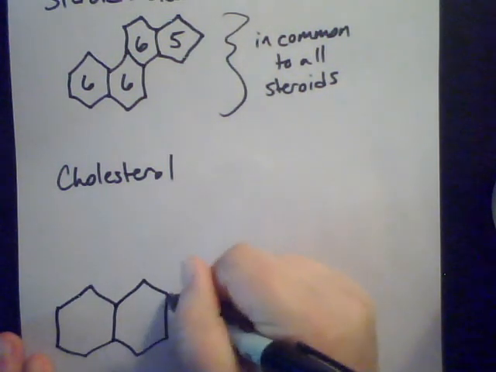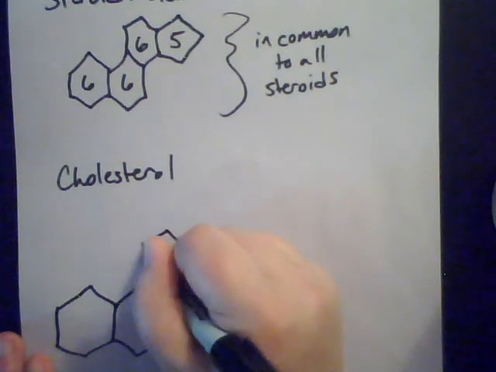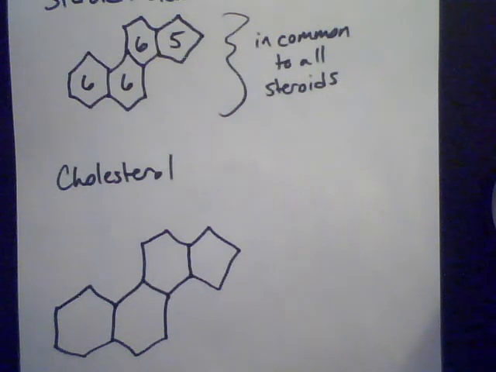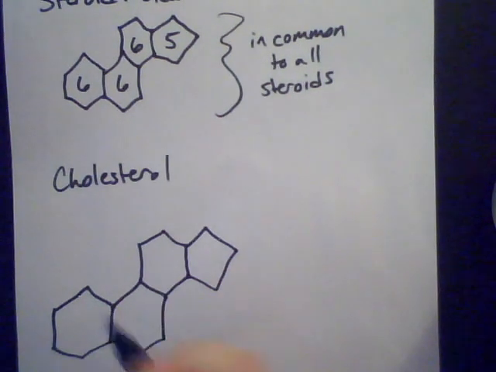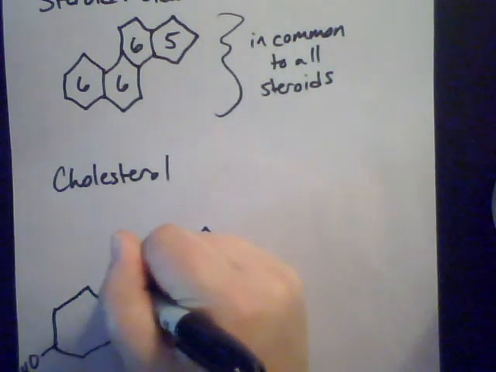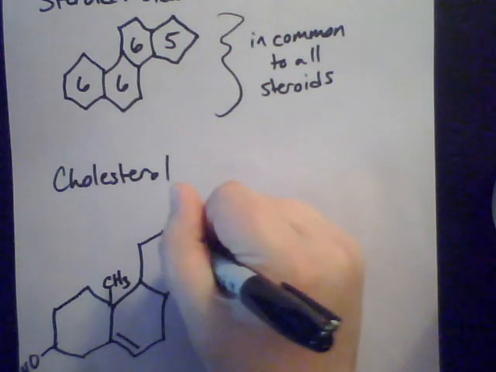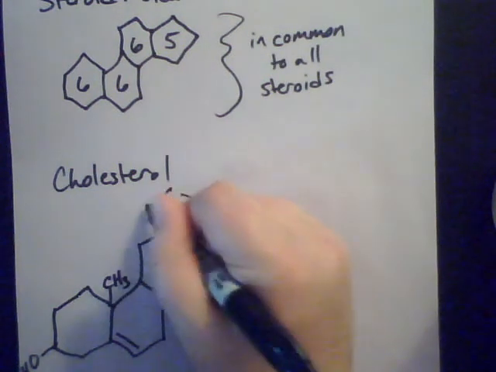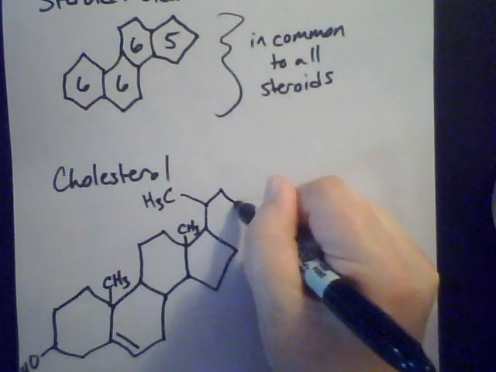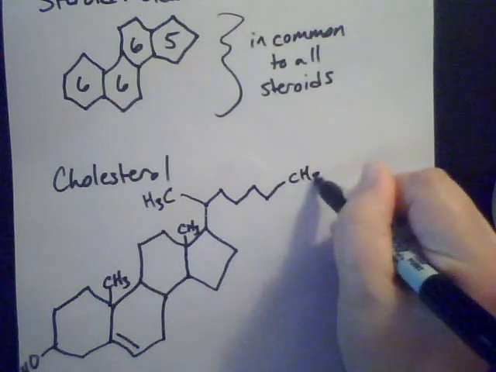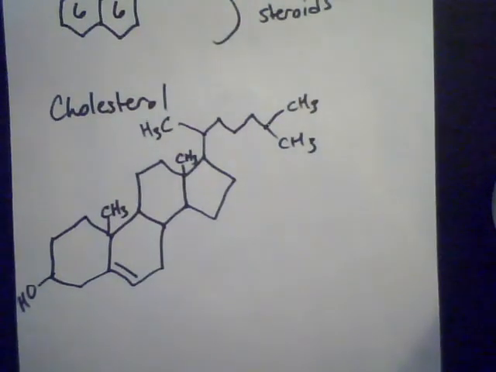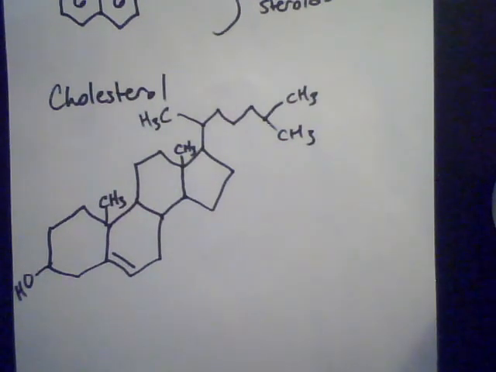And all of these guys are going to have this 4 fused ring structure in common. So this is always going to be the case with steroids. And then from there, the stuff that makes it different are all the functional groups and the things that are sticking off the ends of it. So there's a methyl group, there's another methyl group. Off of this, there's some long hydrocarbons.